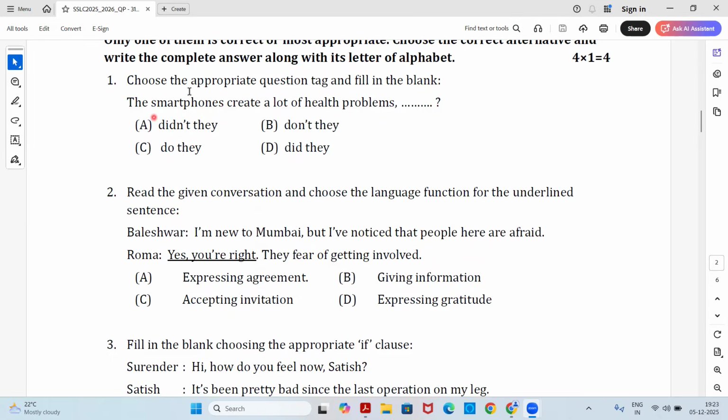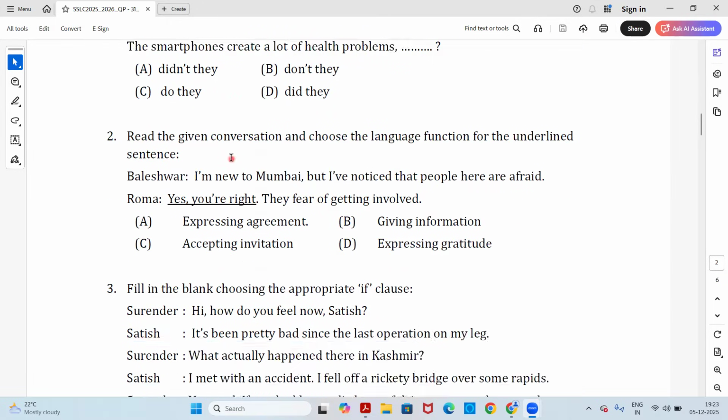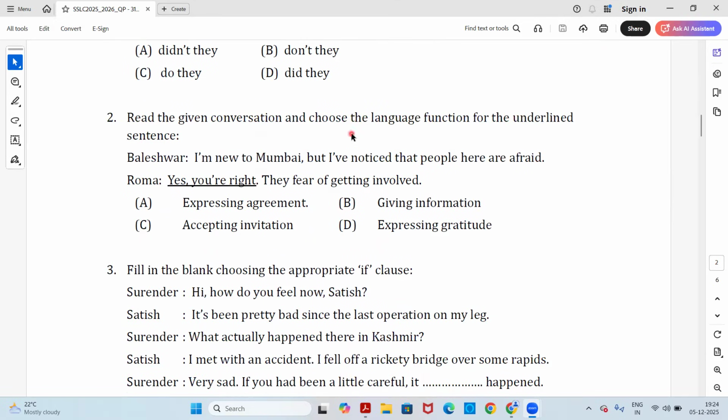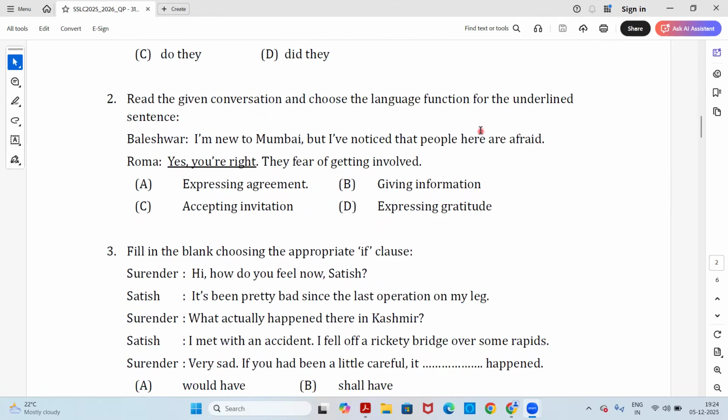So the first question is about the question tag. Choose the appropriate question tag and fill in the blanks. The smartphones create a lot of health problems. So what question tag will be perfectly fitting here? You have to choose the correct option and write the entire word in your answer paper. Moving to the second question, you have a conversation. Choose the language function for the underlined sentence.